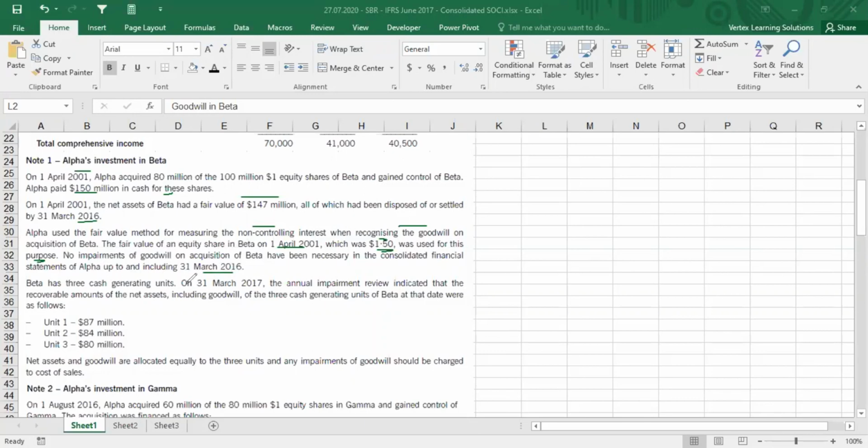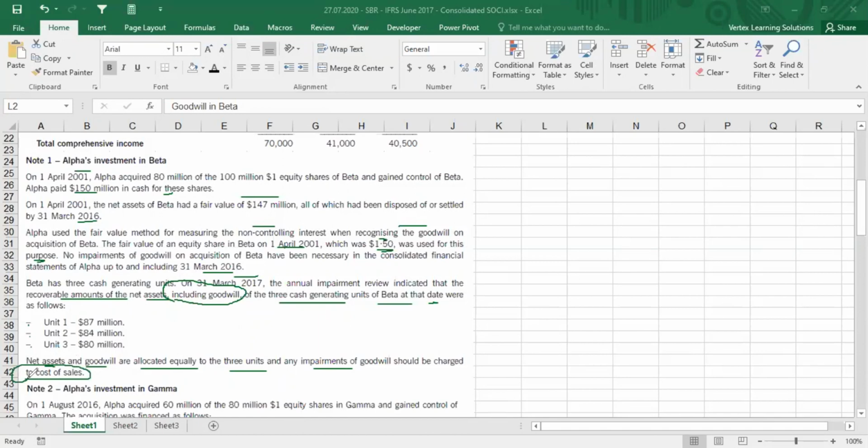Beta has 3 cash generating units. On 31st March 2017, the annual impairment review indicated that the recoverable amounts of the net assets, including goodwill, that's important, including goodwill of the 3 cash generating units of beta at that date were as follows: unit 1, unit 2, unit 3, 84 million, 80 million, 87, 84, and 80. Net assets and goodwill are allocated equally to the 3 units, and any impairment of goodwill should be charged to cost of sales. That's important. Impairment of goodwill should go to cost of sale.